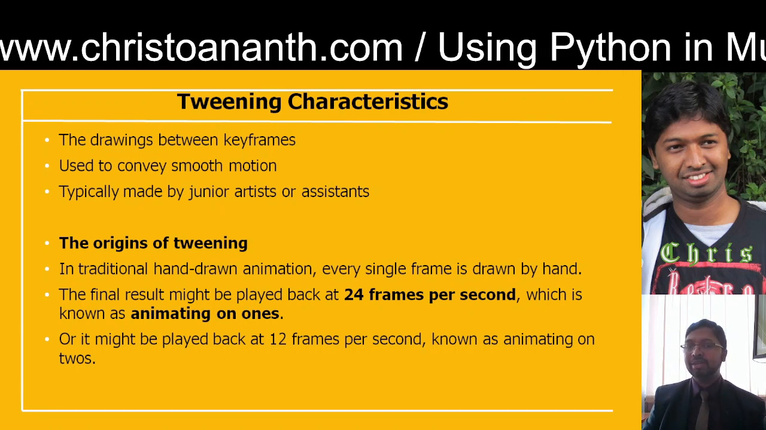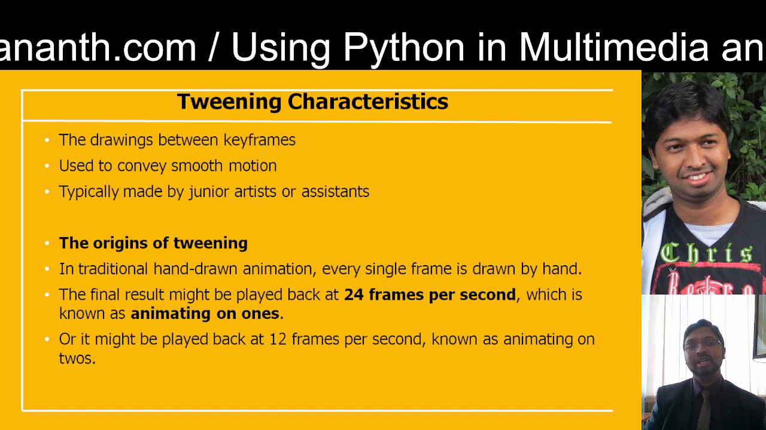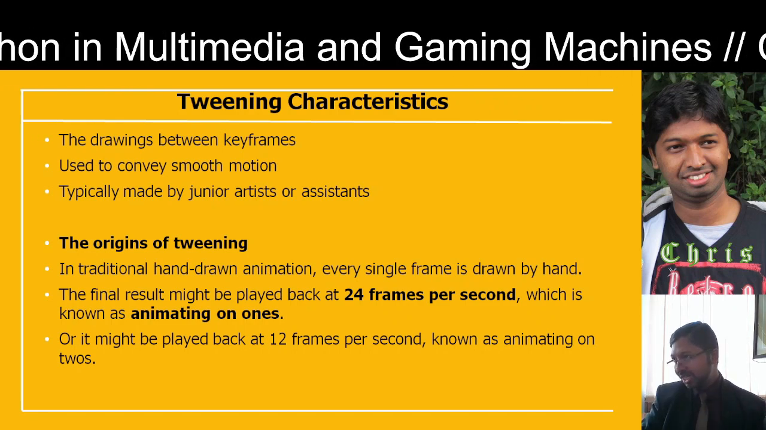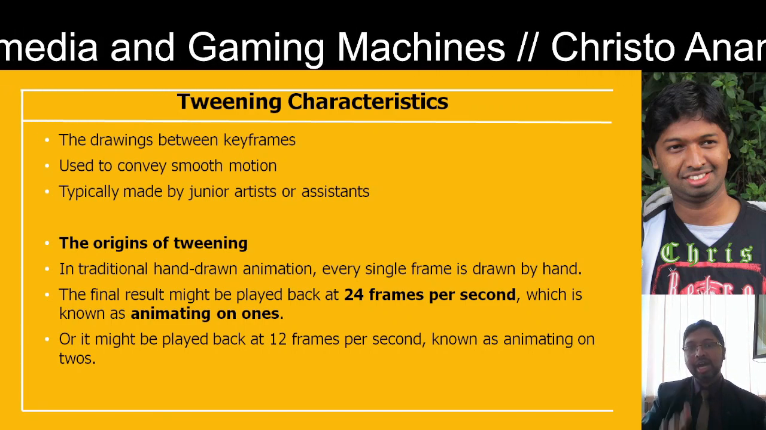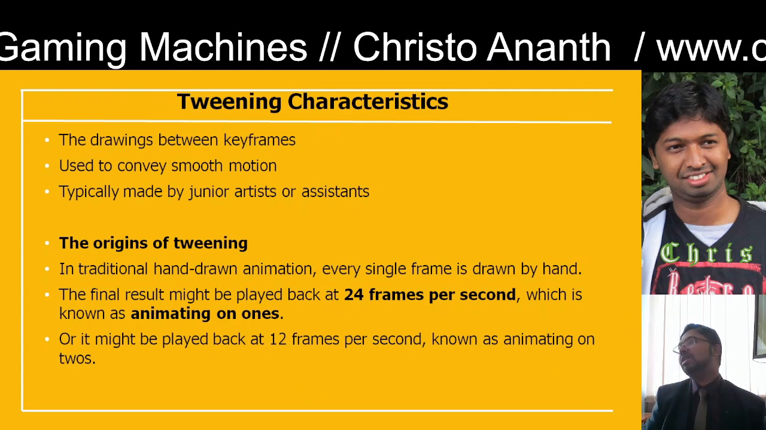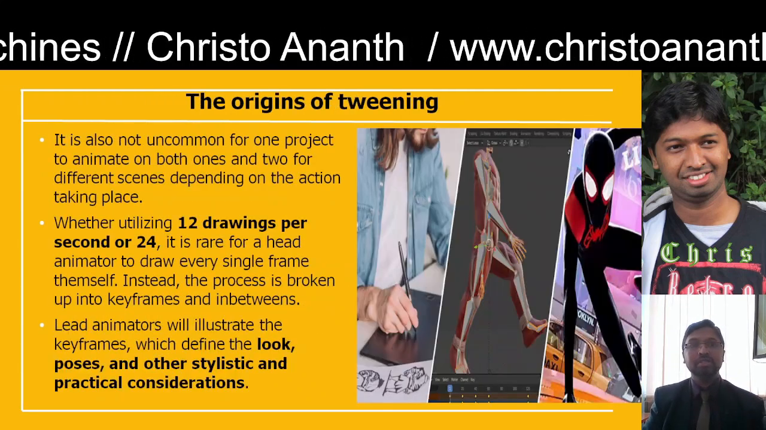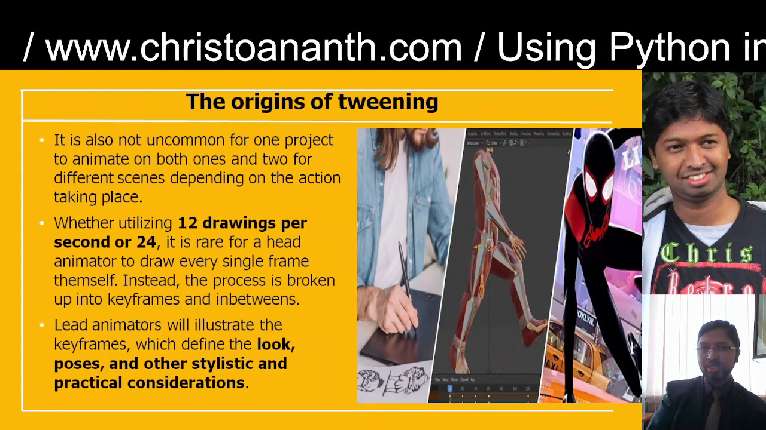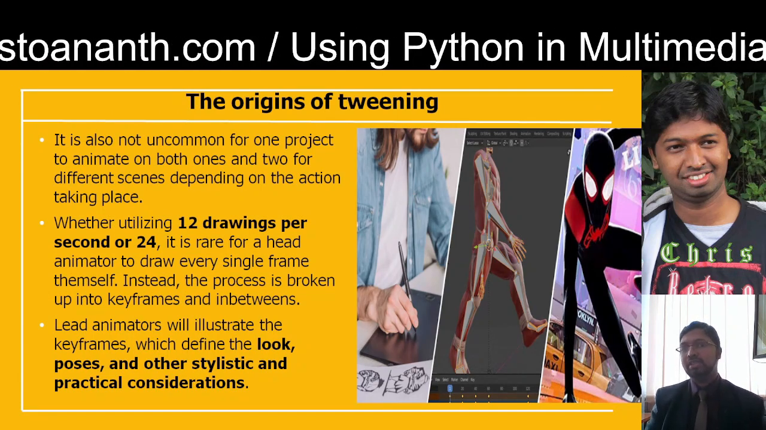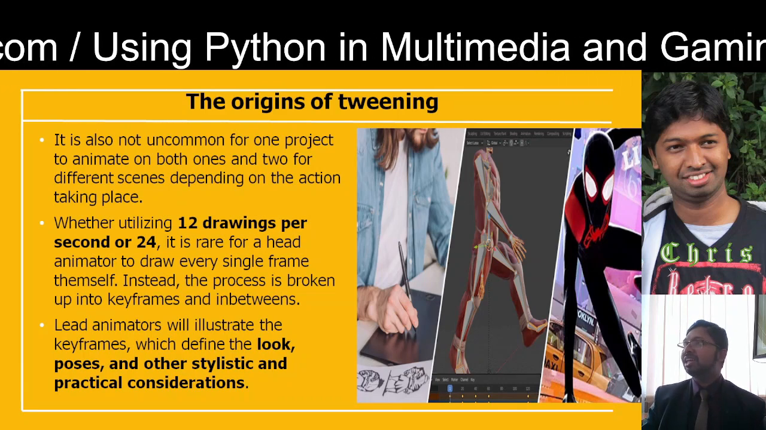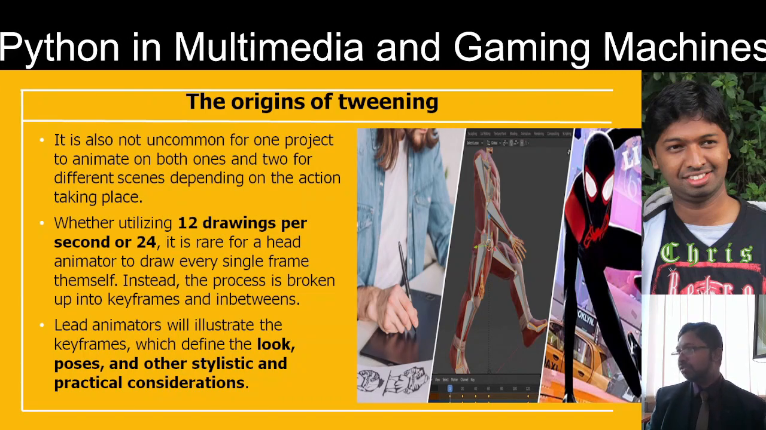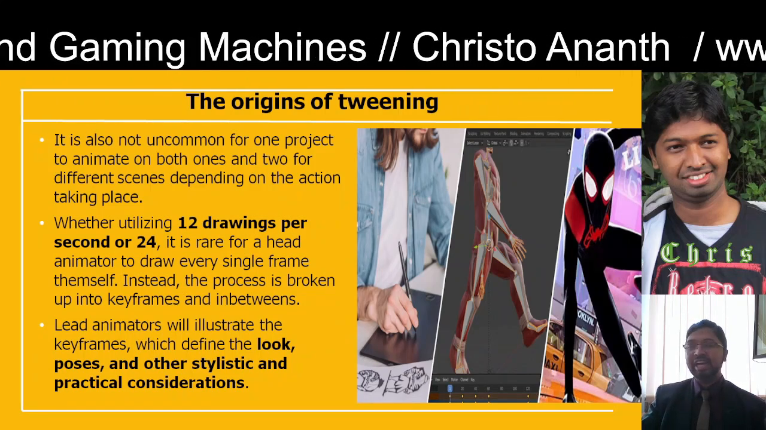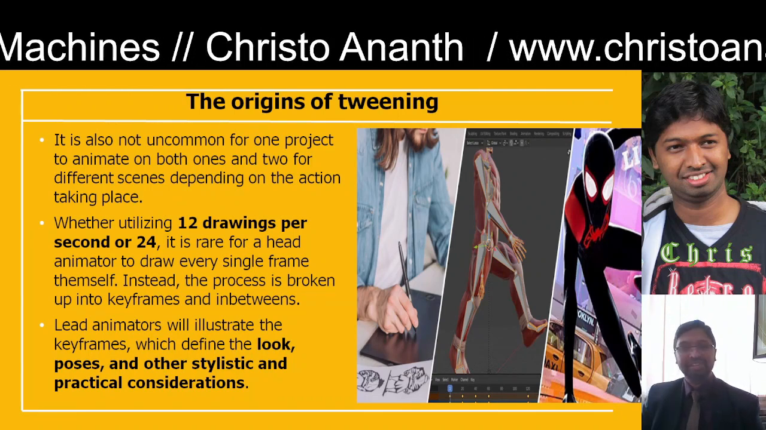Or it might be played back at 12 frames per second, known as animating on twos. So there is a difference between animating on ones, 24 frames per second, and animating on twos, which is 12 frames per second. It's also not uncommon for one project to animate on both ones and twos for different scenes. Whether you are utilizing 12 drawings per second or 24 drawings per second, it's much more rare for the head animator to draw every single frame. You need not draw everything.